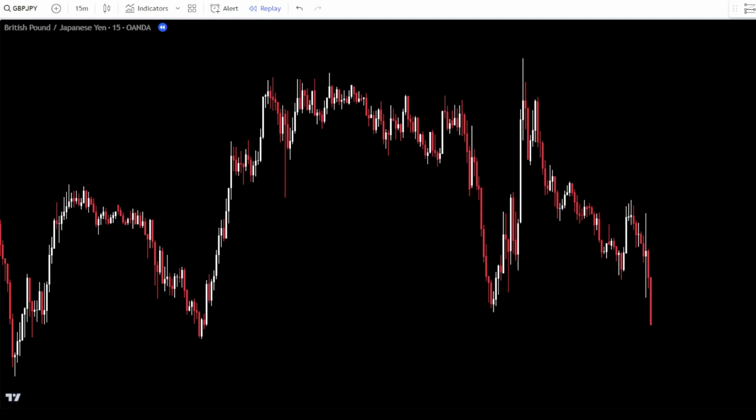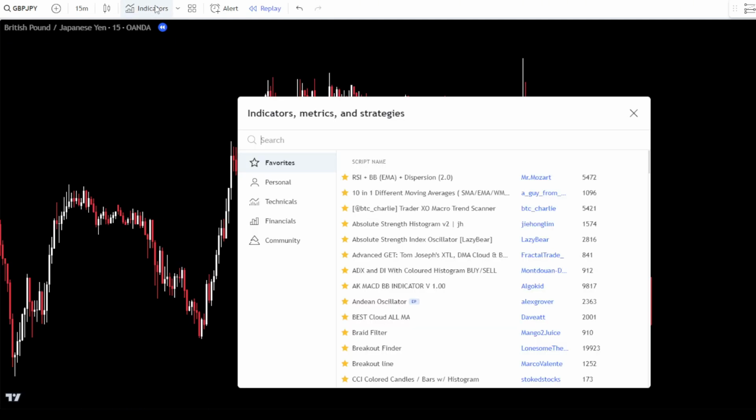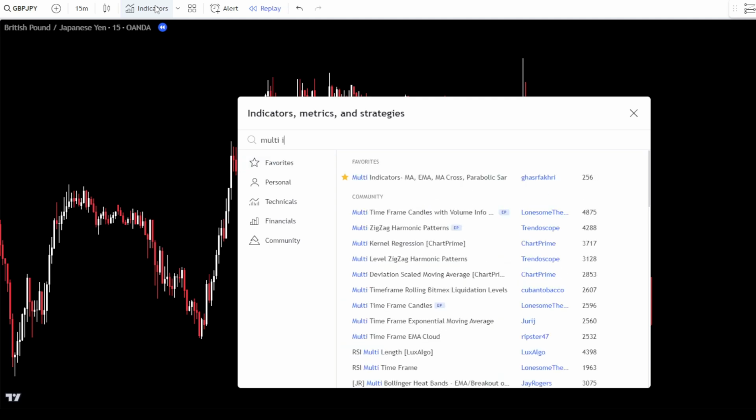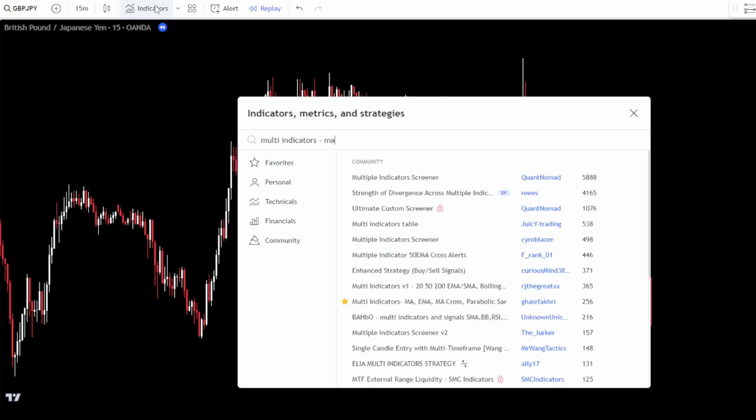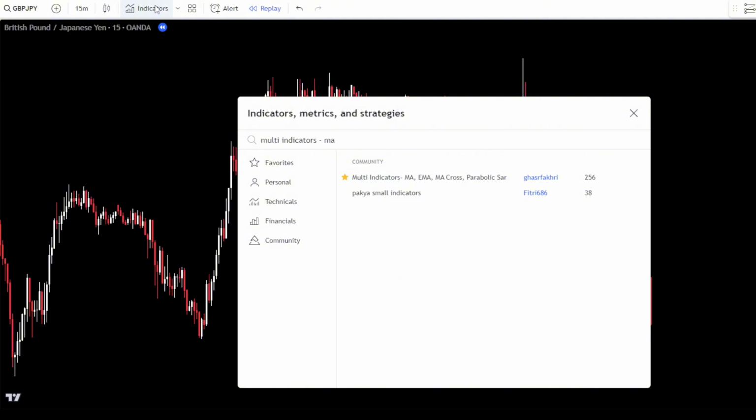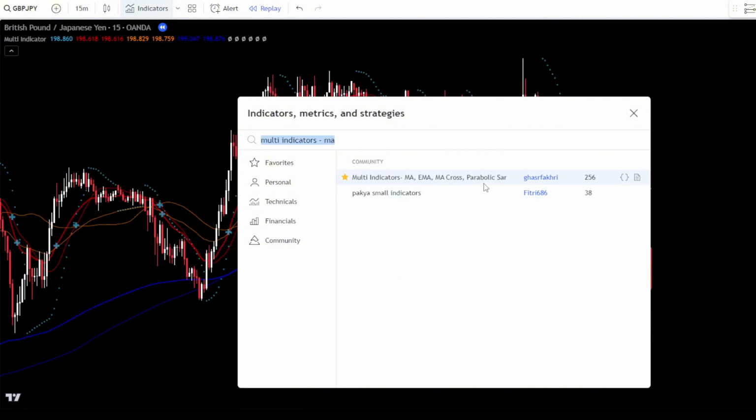Open TradingView and then type multi-indicators MA, EMA, Parabolic SAR. After that, select multi-indicators MA, EMA, Parabolic SAR by Gosser-Fakhri.